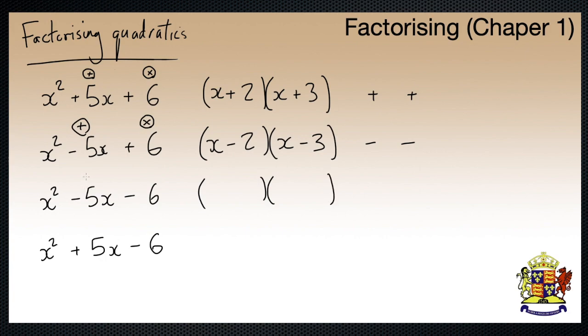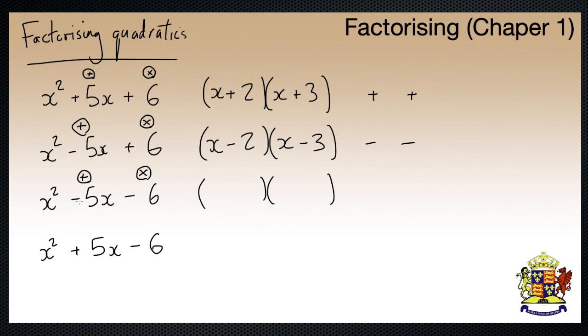Next one, two numbers add together to make minus 5, times together to make minus 6. Well, let's have a think. The factors of minus 6, minus 2 and 3 can't be this one. It's going to have to be 1 and 6. Now the 1's going to have to be negative, that's going to have to be this one.